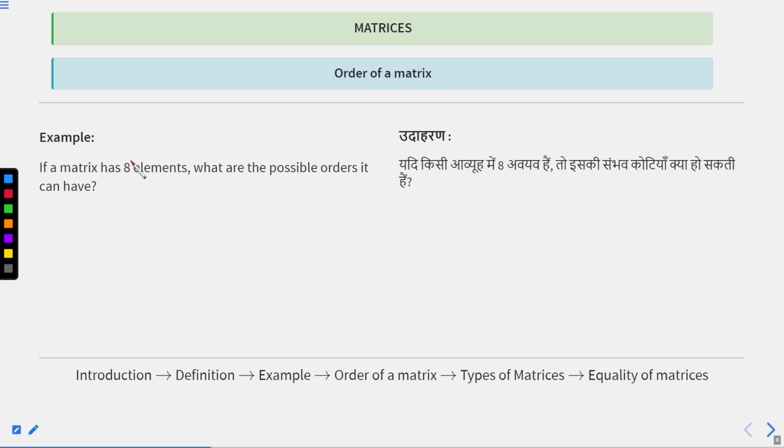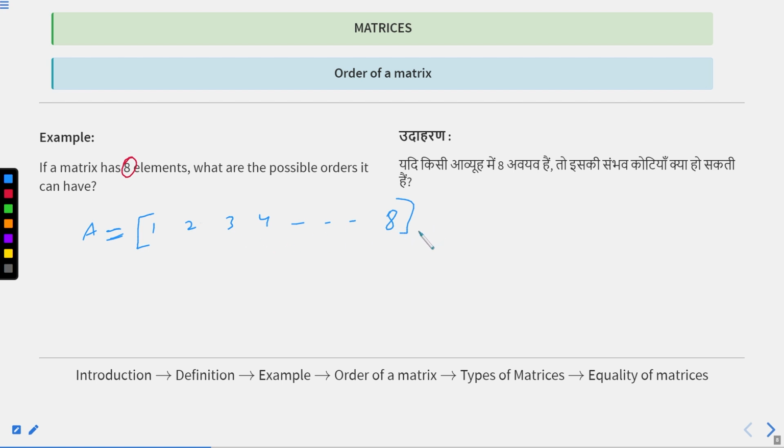So if a matrix has 8 elements, what are the possible orders it can have? This means I have to construct a matrix with 8 entries in it, suppose 1, 2. How can I make it? I have to define its order. Quite simple. I can make my matrix consisting of only one row, so 1, 2, 3, 4, all 8 entries in a single row.